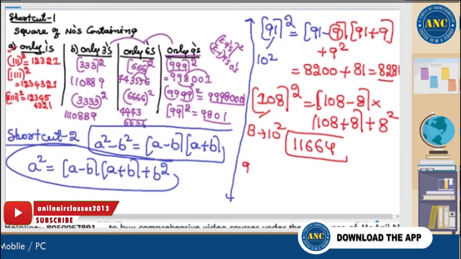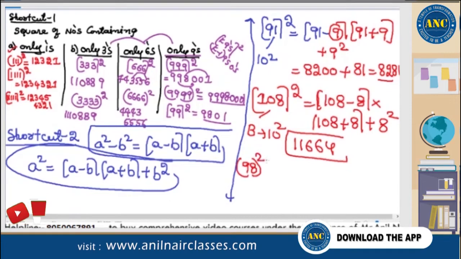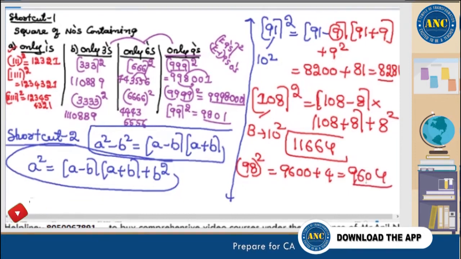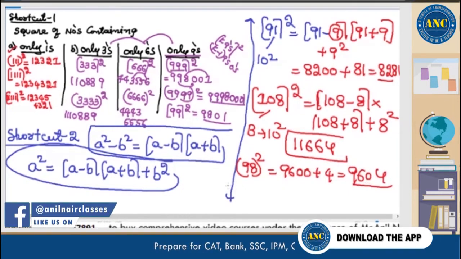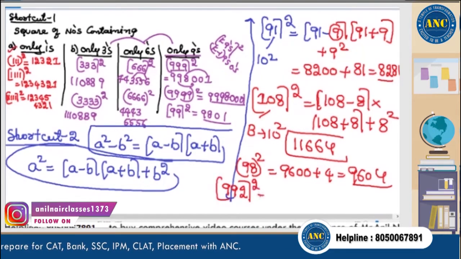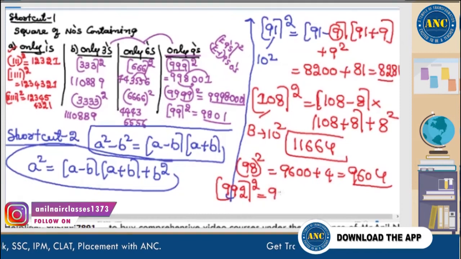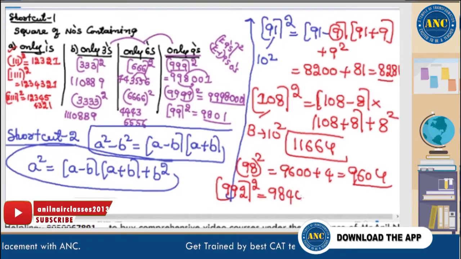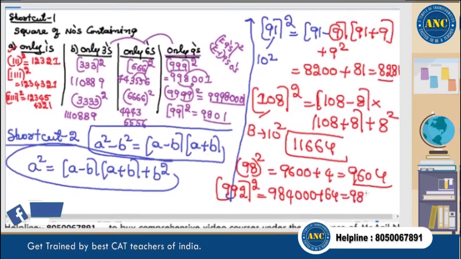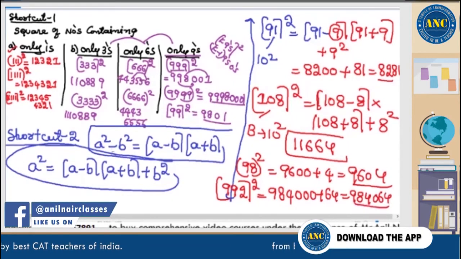Suppose it is 98 square. Directly I am writing: 98 is nearer to 100. 98 minus 2, 98 plus 2, plus 2 square. The answer is 9604. Directly within 10 seconds you will get the answer. Suppose it is 992 square. 992 is nearer to 1000. 992 minus 8, 992 plus 8, plus 8 square. The answer is 984064.